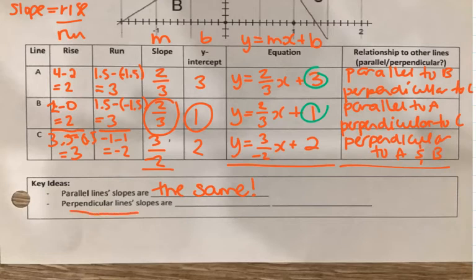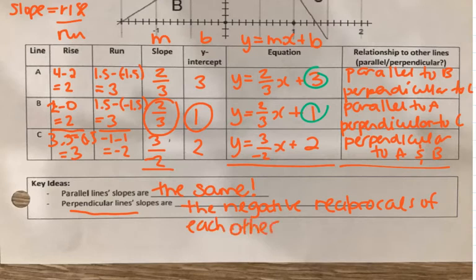Perpendicular lines' slopes are the negative reciprocals of each other. So basically flip the fraction and make it negative.